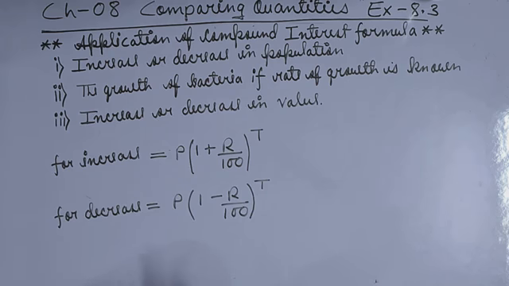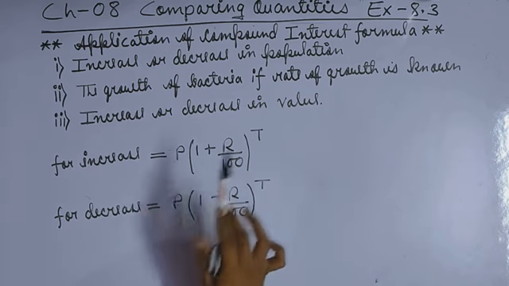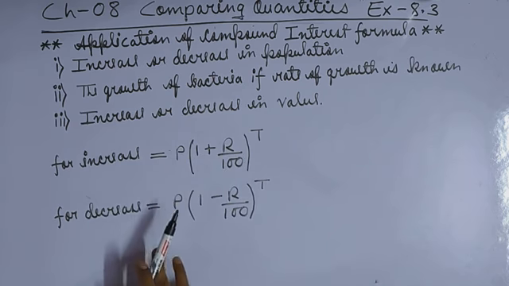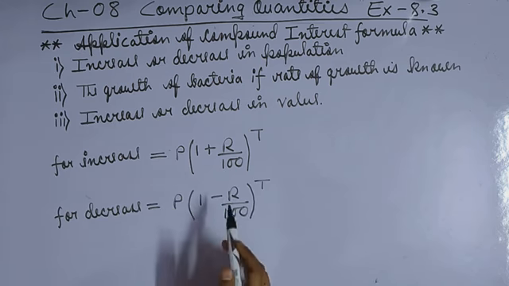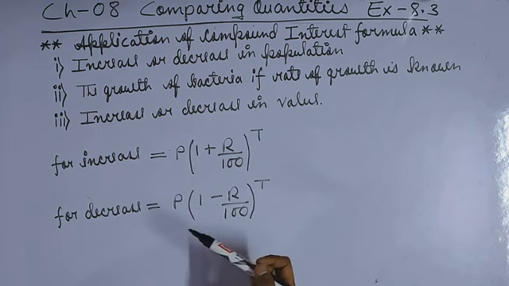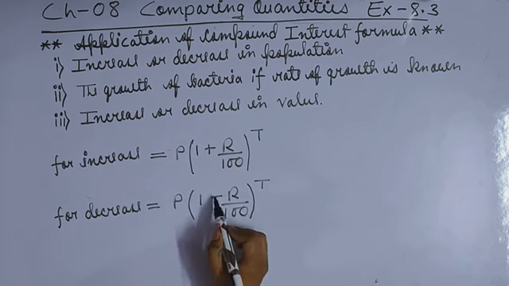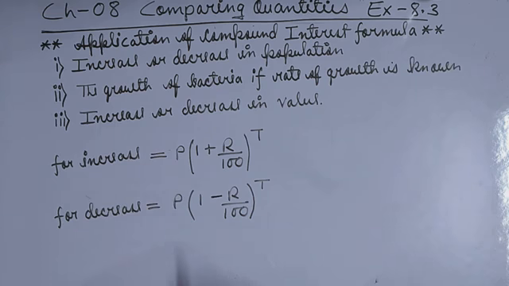So what are the cases? Let us understand that. The first case is increase or decrease in population, where we are going to use the compound interest formula. For the increase we will be using the formula A equals P bracket 1 plus R upon 100 to the power T, and whenever there is a decrease we will be using P bracket 1 minus R upon 100 to the power T. Why do we do so? For an increase there is always an increment in the value, and for a decrease there is always a decrement in the value. Therefore the decrement is represented by the minus sign, and the increment by the plus sign.